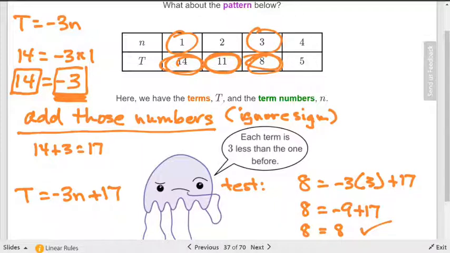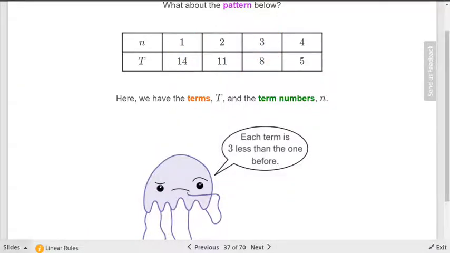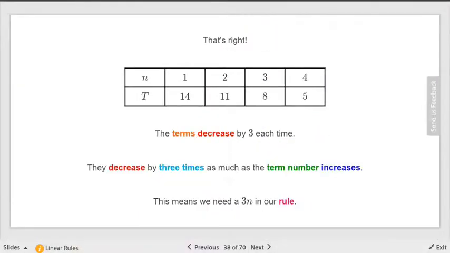Why do we have to times 3? Minus 3 times the number. Whatever that common difference is, it's always the multiplier in front of your n. That's just where it goes. Okay, we need to do another one. We will do lots of them. This is all we're going to do today. Here we go.